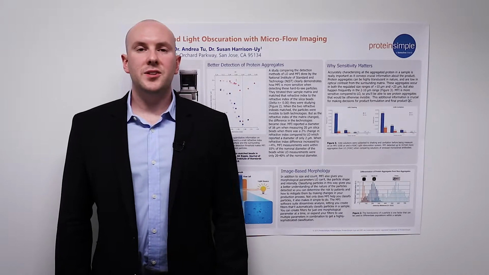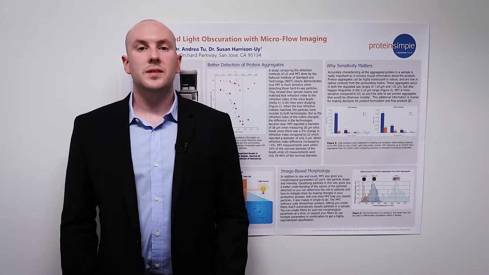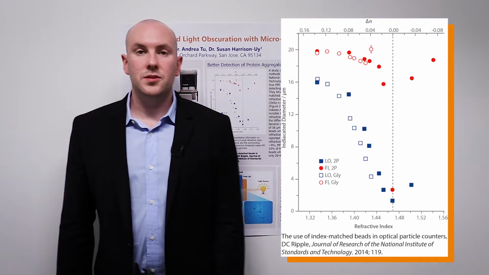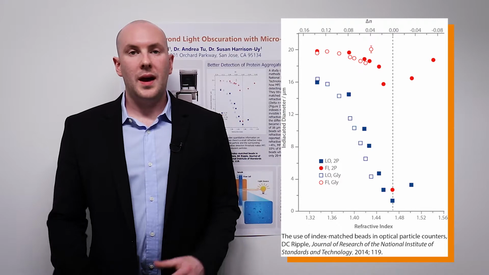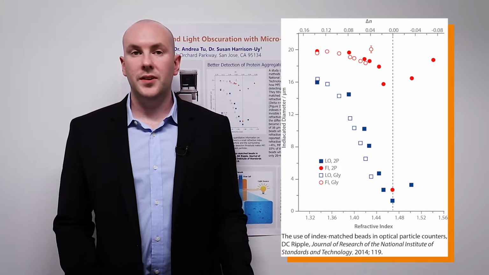One of the main advantages that MFI provides over light obscuration is a more sensitive detection threshold. So in this study done by the National Institute of Standards and Technology, polystyrene beads were measured by both MFI and light obscuration in matrices of varying refractive index. In this chart, you can see the series of measurements taken with MFI, represented in the red series, and you can see the measurements taken with light obscuration as represented by the blue series.